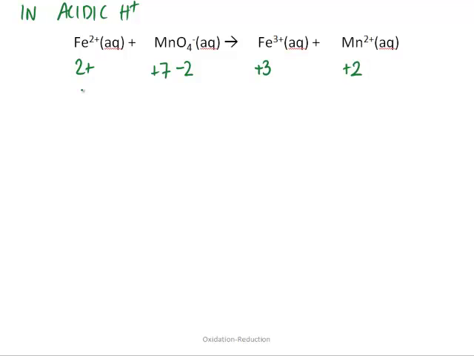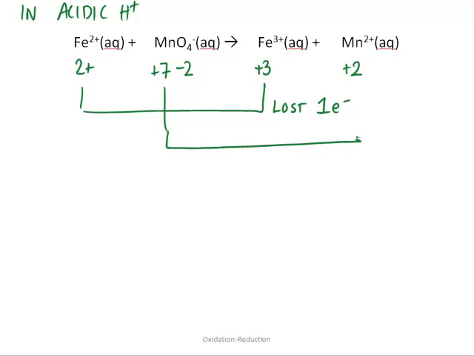Okay, we can see that iron went from plus 2 to plus 3. So what happened? We lost 1 electron. Manganese went from a plus 7 to a plus 2. So what happened? We had to gain 5 electrons. So now you can see right away why we need to make sure we balance electrons. If manganese needs to gain 5 electrons, we know it's going to take more than just 1 iron plus 2 cation. Okay, so what do we do?